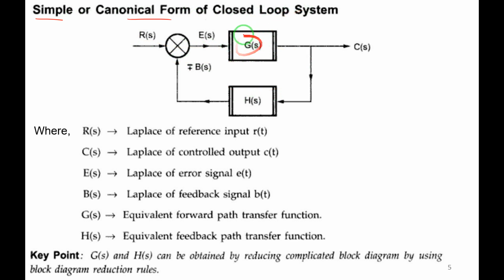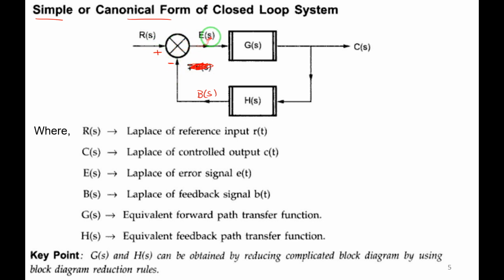G of S is the forward path transfer function, H of S is the feedback path transfer function, R of S is the reference input or simply input, and C of S is the output, also called the controlled output. And here is the feedback signal, B of S. Let me assume that it is negative feedback. So I'll write it as minus, and R of S, we will add it.